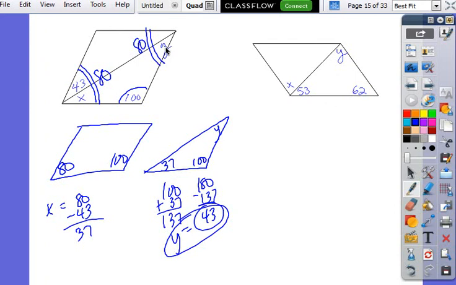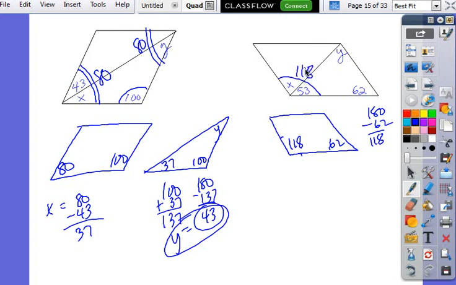All right, the first thing I'm going to do is figure out what that whole corner is right there. If this corner by itself is 62, I'm going to do 180 minus 62, and that's going to tell me that whole corner right there is 118. So now I know that this is 118.